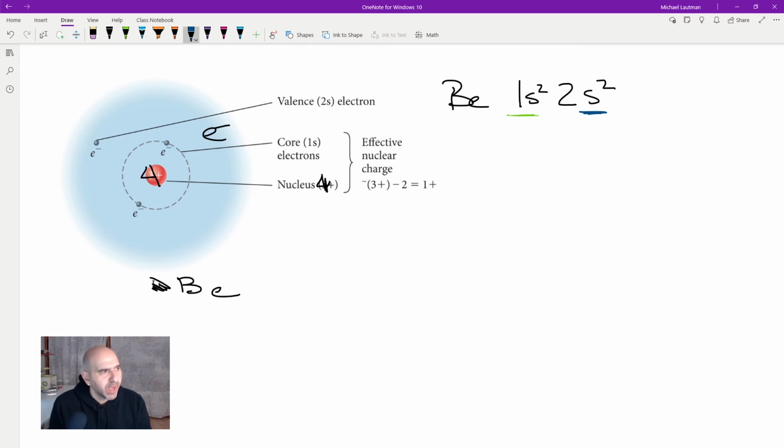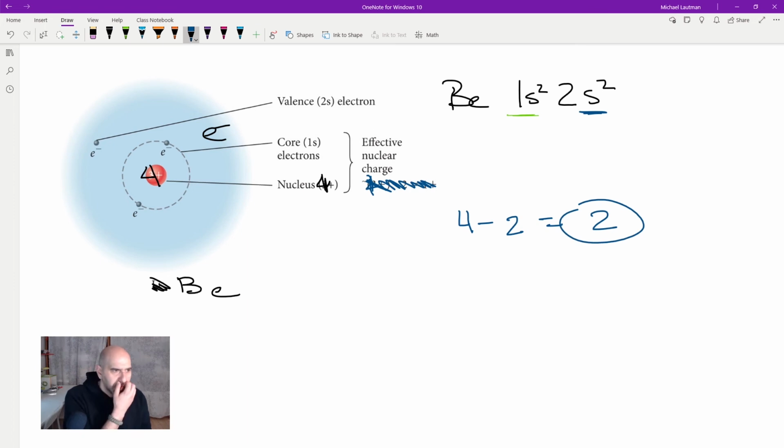So if we think about how this works, the nucleus now has a charge of 4+. The core electrons, they're still just 2 core electrons. So those electrons are going to shield by +1 each. So we're going to subtract 2. So that leaves a charge of +2. But what about the effect of the valence electrons on each other?